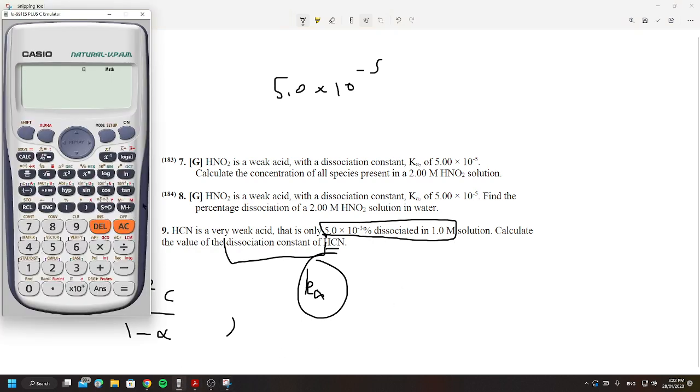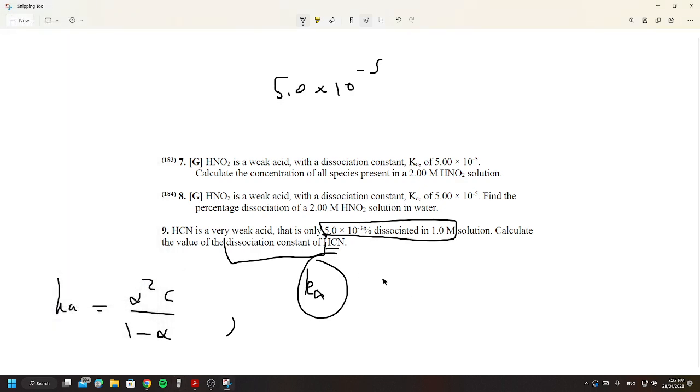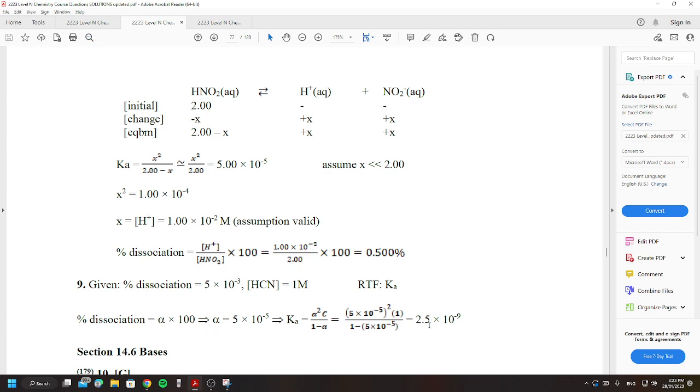If you want to know when to apply this formula, just look if they gave you Ka in the question. So Ka is equal to alpha squared, so 5.0 times 10 to the power negative 5 squared, times the concentration, which is 1.0, over 1 minus 5.0 times 10 to the power negative 3. We got Ka to be 2.51 times 10 to the power negative 9. In this case, they took two significant figures, so 2.5 times 10 to the power negative 9.